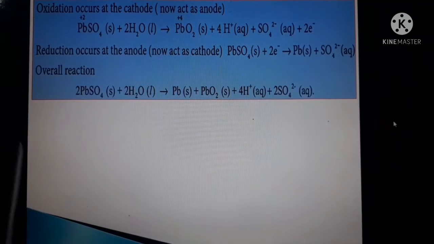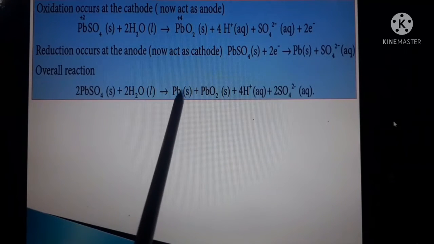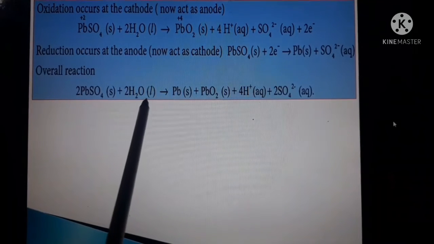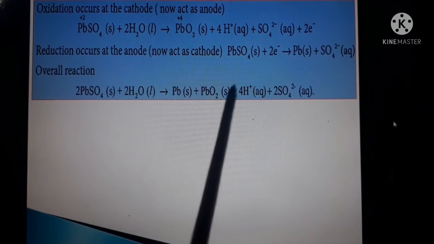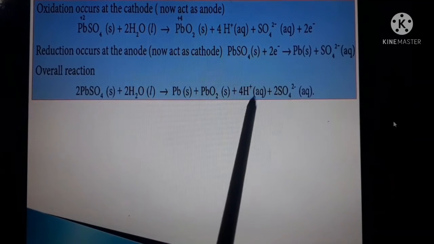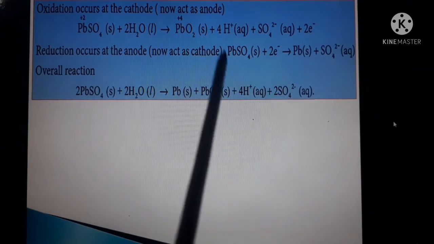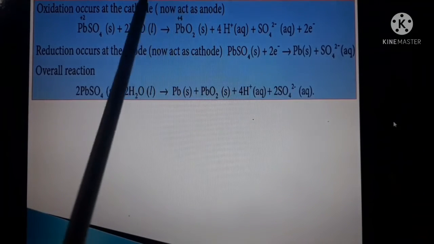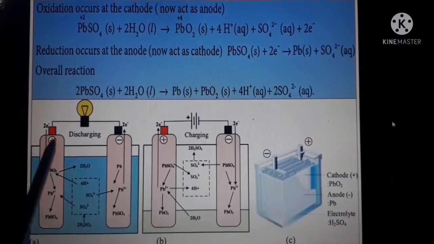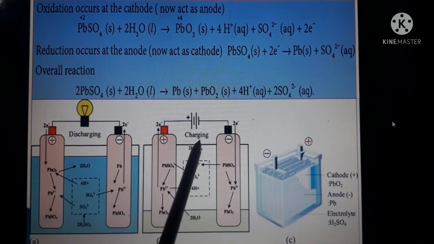This is the recharging process. So the overall reaction: lead sulfate and H2O give lead oxide, H plus and SO4 2 minus. Totally, lead sulfate is combined with water. The 4 types of ions split: lead oxide, H plus ion and sulfate ion. These are the principles of charging and recharging. Okay, these are the 2 methods for cells, discharging one and charging one.